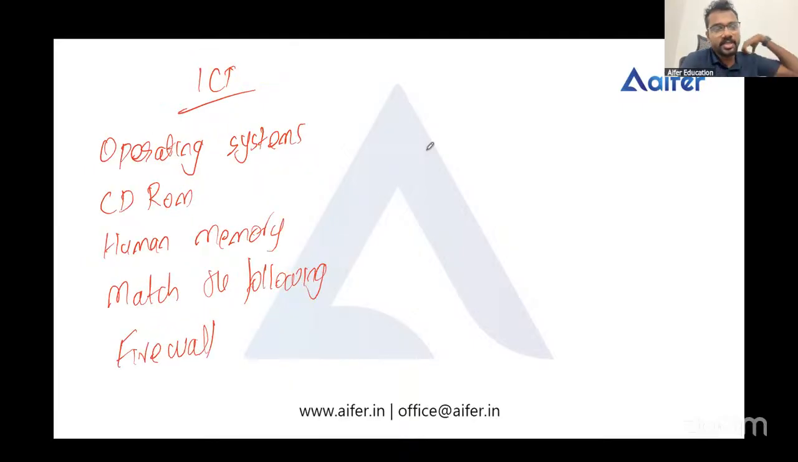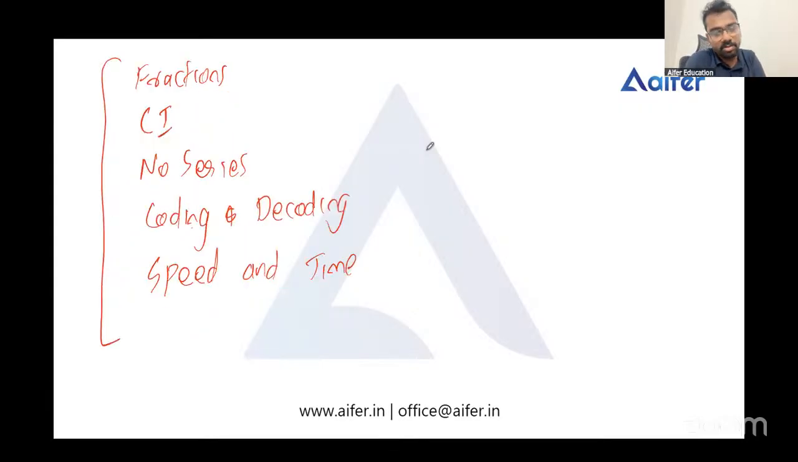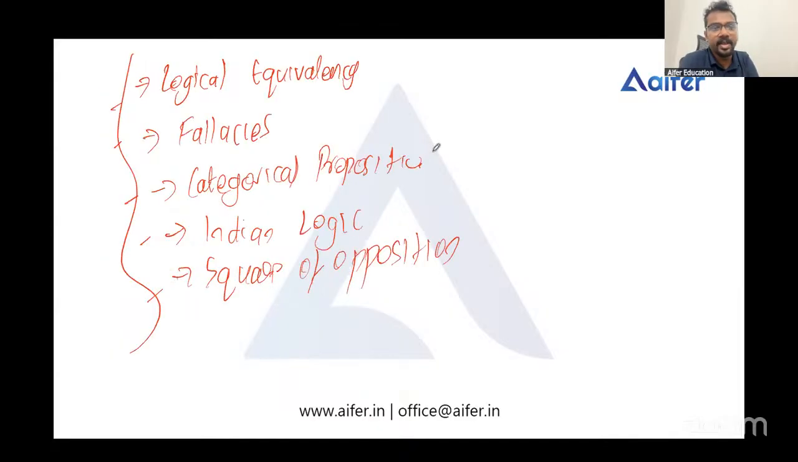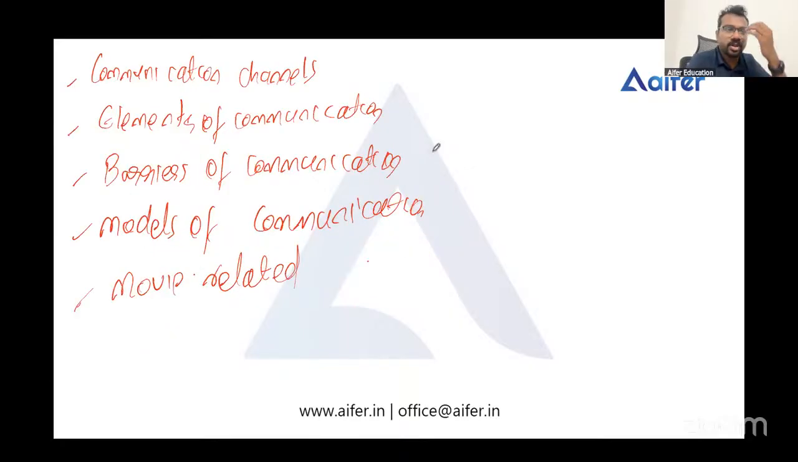When it comes to ICT, we have operating system, CD-ROM, human memory, match the following, and firewall. Coming to mathematical reasoning, we have fractions, compound interest, number series, coding and decoding, speed and time. Coming to logical reasoning, we have logical equivalency, fallacies, categorical proposition, Indian logic, and square of opposition based questions.